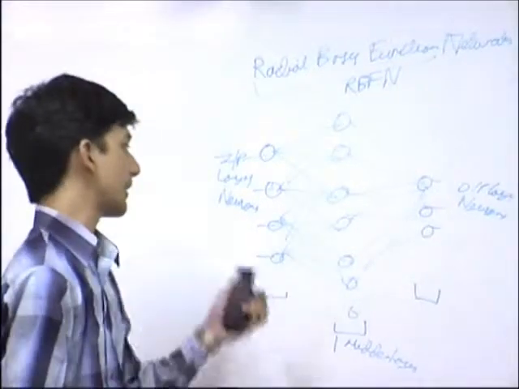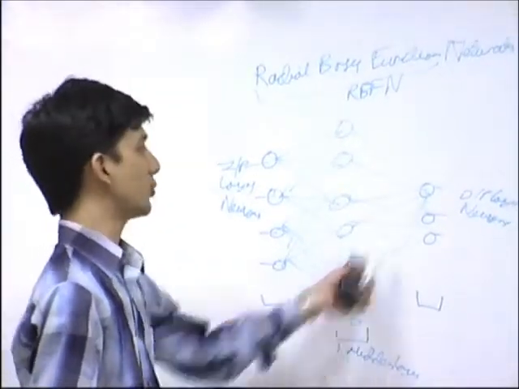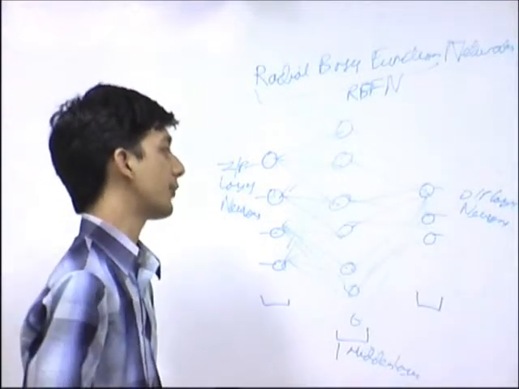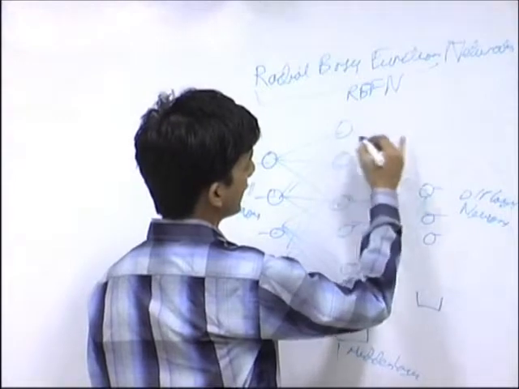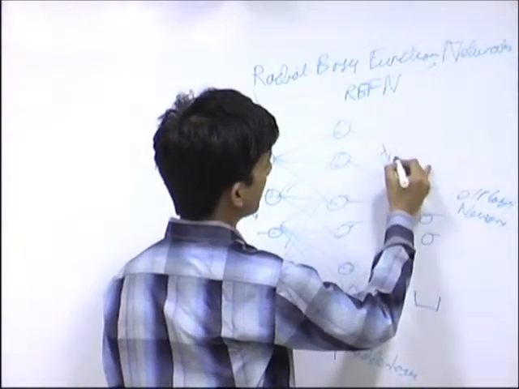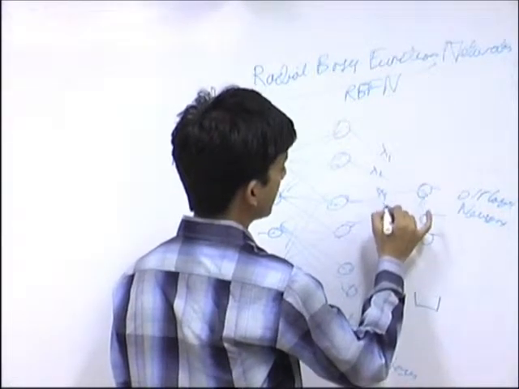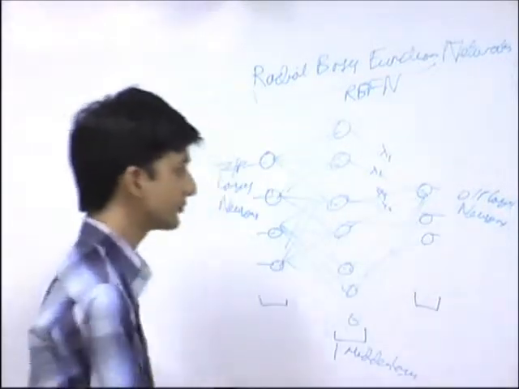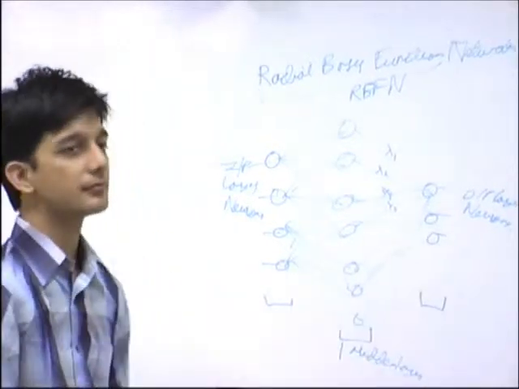Again, the input would be supplied at the input layer. There will be some kind of processing at the single hidden layer over here, and there will be some kind of output over here. All these are weights from the hidden layer to the output layer. So let me call these weights lambda 1, lambda 2, lambda 3, lambda 4, anything. There will be some weights from here to here.